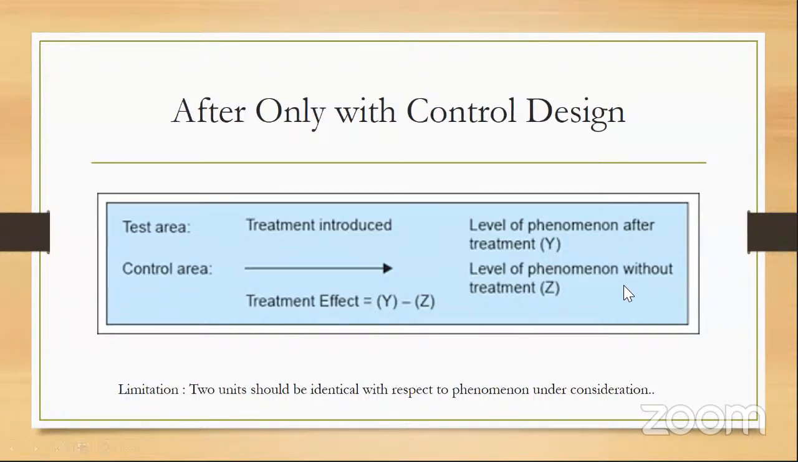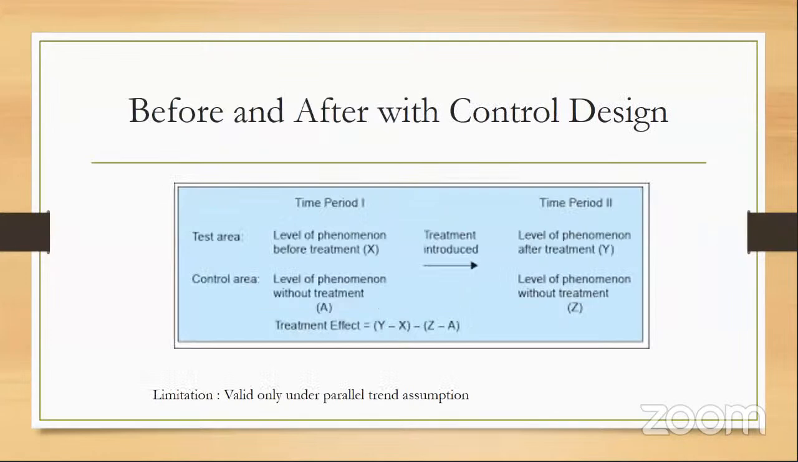So the with and without control design has a problem that the treatment and control groups may not be identical. The before and after design has a problem that at the two points of time, things might not be identical, which could lead to some extraneous variables or confounding errors. So here what we go for is the before and after with control design. This is a more practical way of looking at things.